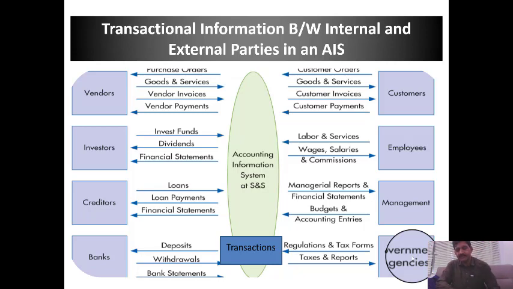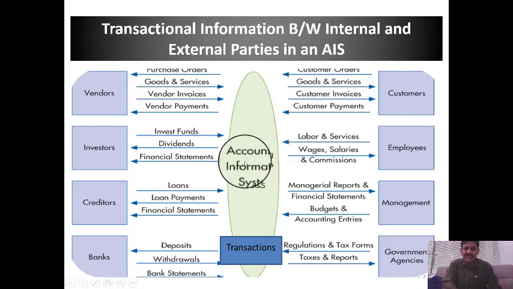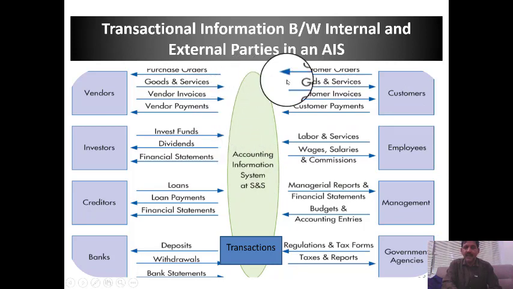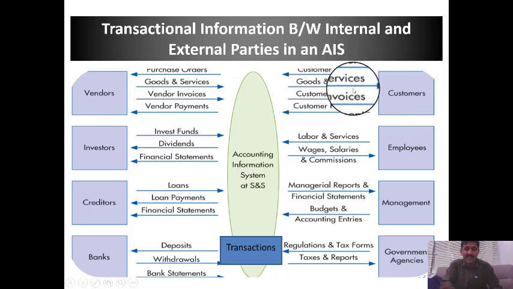So customer orders: this is another transactional information taking place between customers and the accounting information system of the company. What kind of information? Customer orders. So customers place orders with the company, and what does the company do? The company processes those orders, and finally gives goods and services to the customers. Okay, these are various transactions taking place.